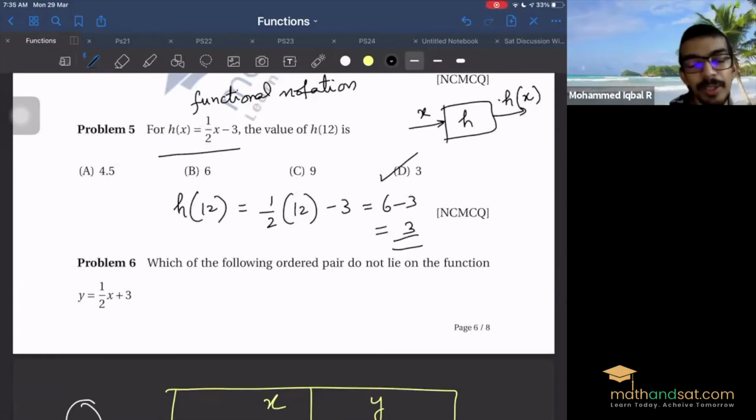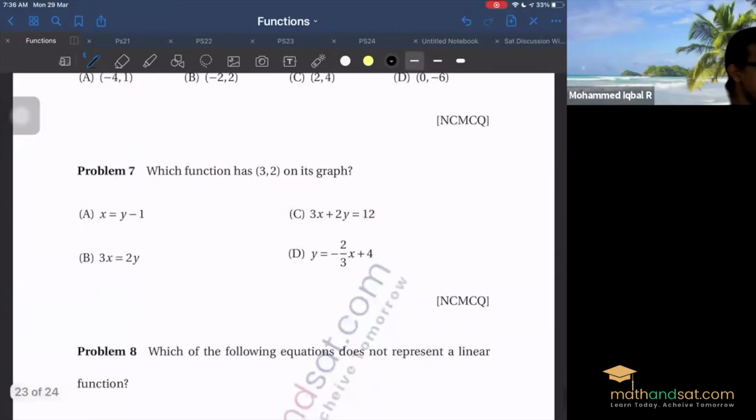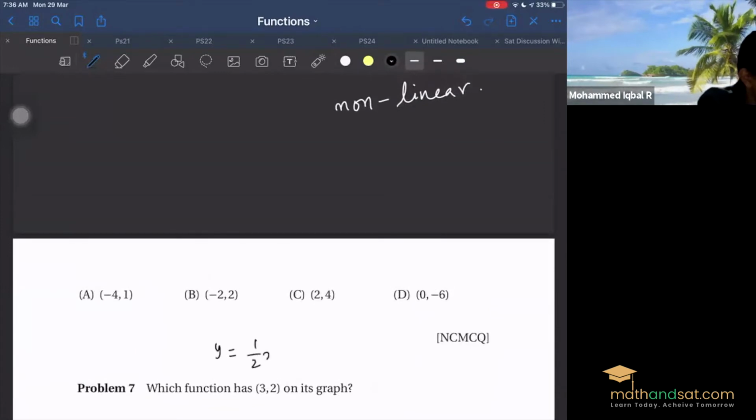Please listen carefully. This is very basic stuff, but you should know this basic stuff to solve advanced level questions. Which of the following ordered pairs do not lie on the function y is equal to half x plus 3? So y is equal to half x plus 3.